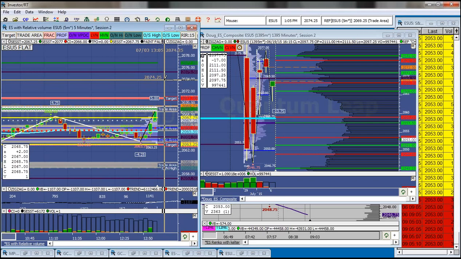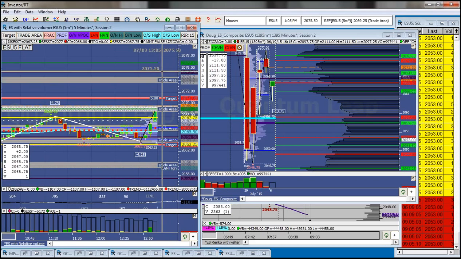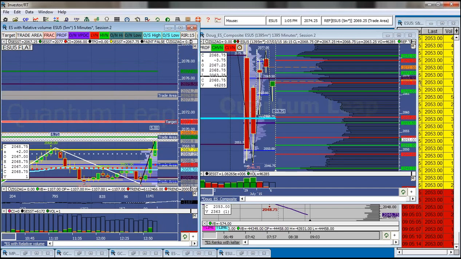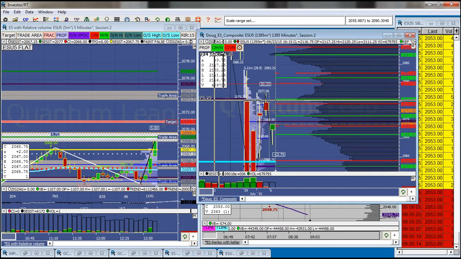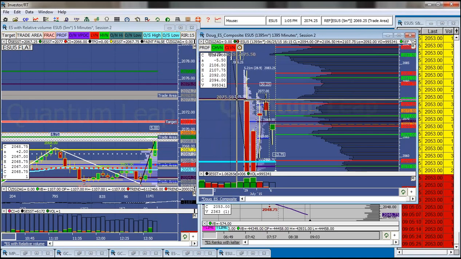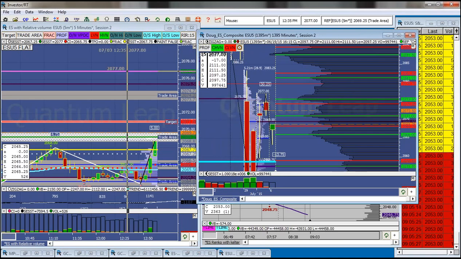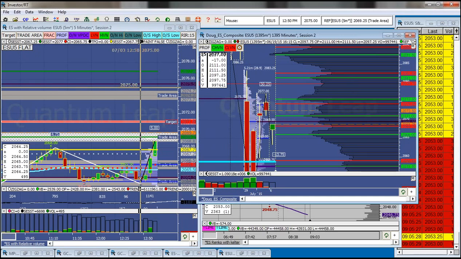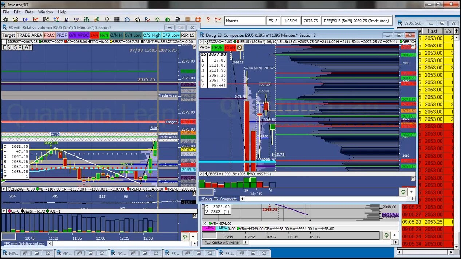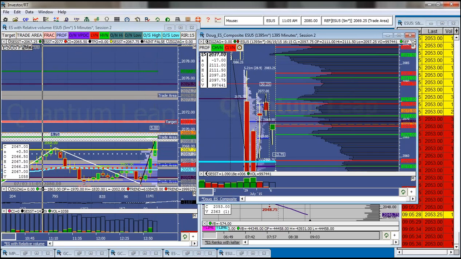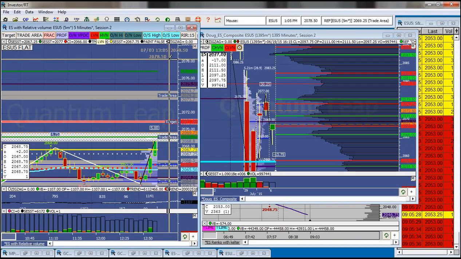And then above that, next big target above is 75.50. It's also a CHVN. It's a microcomposite VPOC at 2075.75. It's a naked VPOC at 2075.50. So this is the next big key target above. And then above that, we've got a range high at 77, but I'm going to be watching the 79.75.